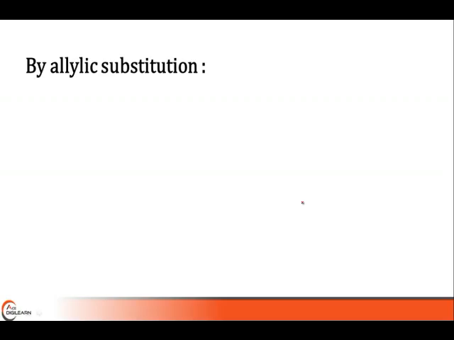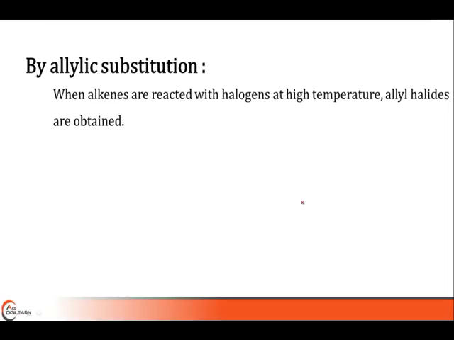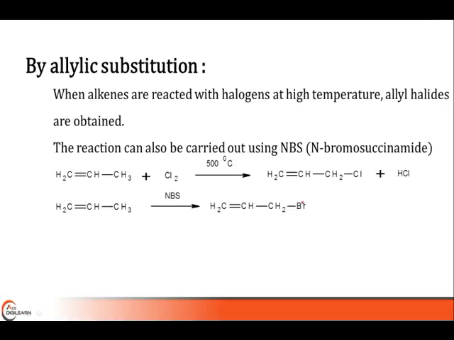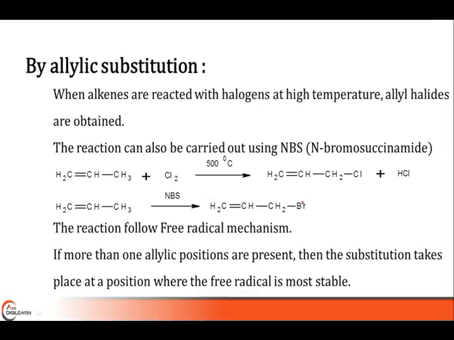Through allylic substitution, when alkenes are reacted with halogen at high temperature, allyl halides are obtained. The reaction is also carried out using N-bromosuccinimide, which is a specific reagent for allylic substitution, and the mechanism involves the formation of bromine at a very low concentration, and this low concentration helps the reaction to proceed through substitution rather than addition. If more than one allylic position is present, then substitution takes place at the position where the free radical is most stable.